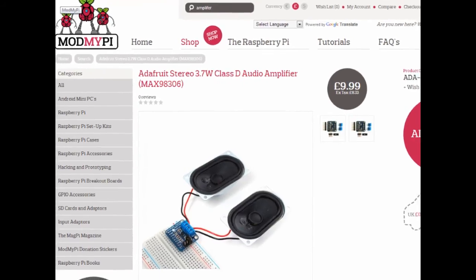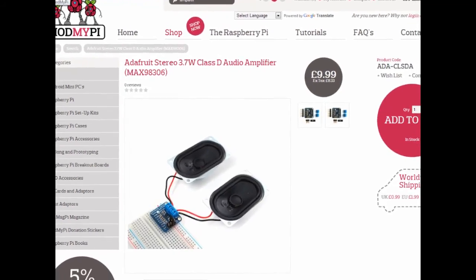After trying to work out what was going wrong, I just decided to give up and purchase one of these amplifiers. So I'm waiting for that to arrive at the moment, and in the meantime, I'm going to start making a case.